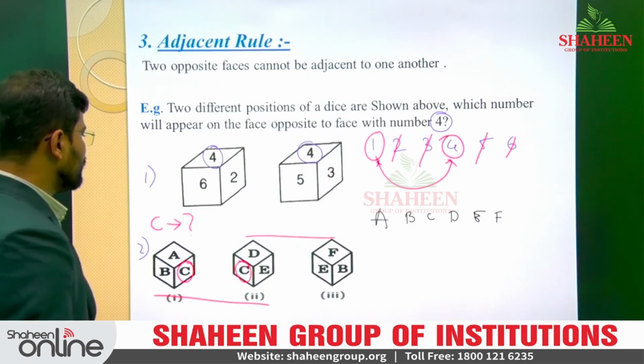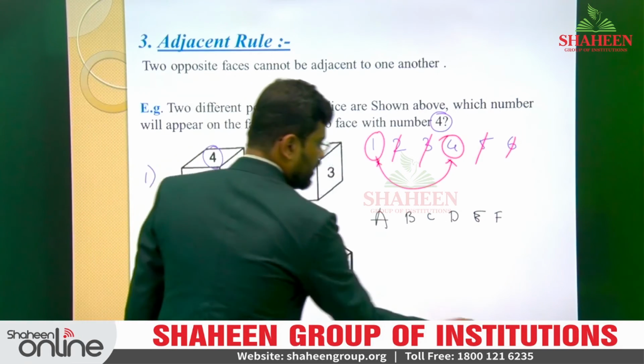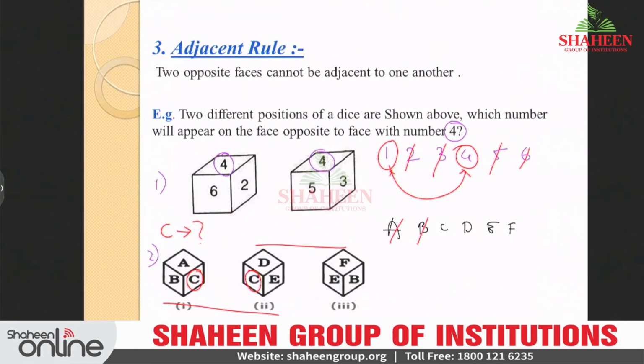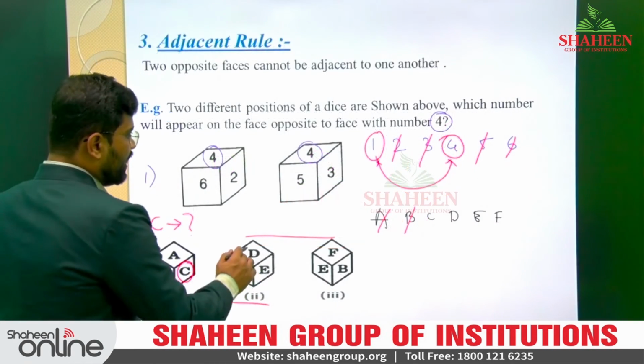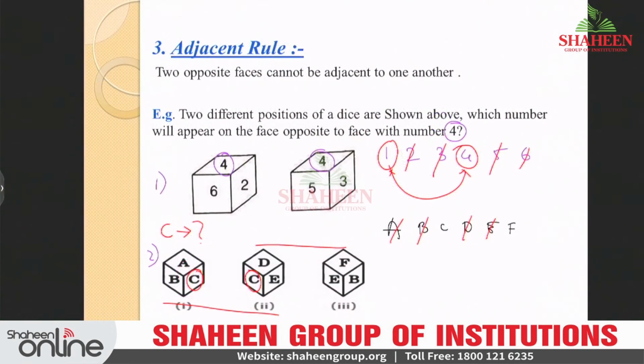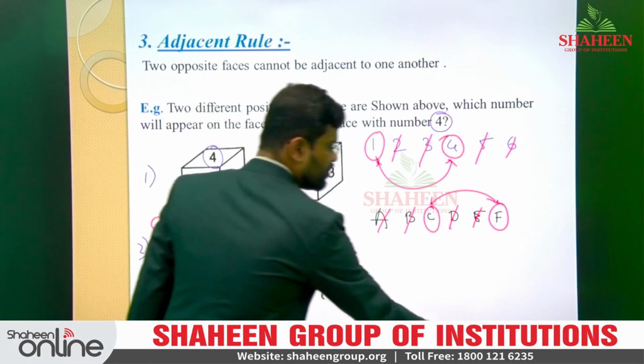They are asking the opposite of C. Now A and B are adjacent to C. Is it possible that A and B can come opposite to C? No. D and E are again adjacent to C. Is it possible that D or E can come opposite to C at the same time? No. What am I left with? I am left with F. So C is opposite to F.